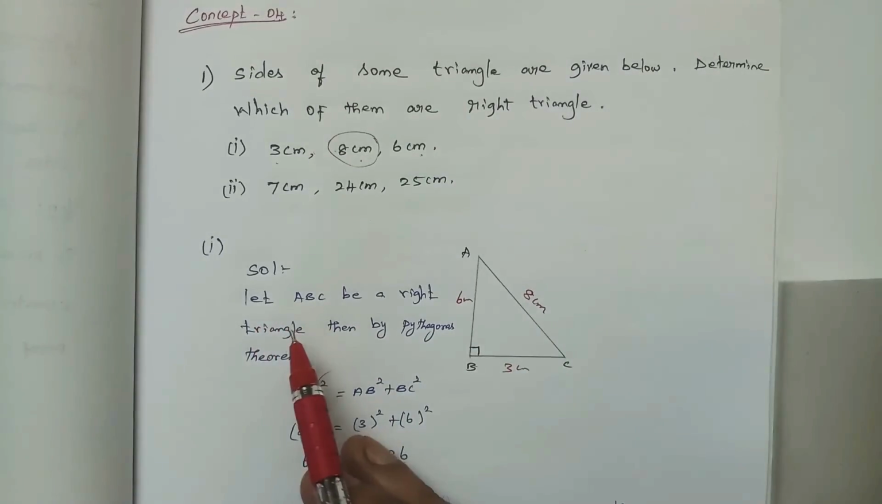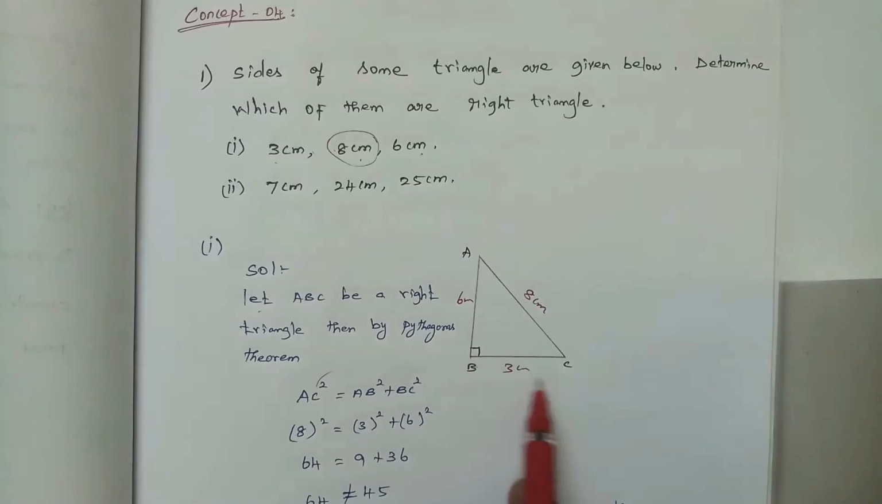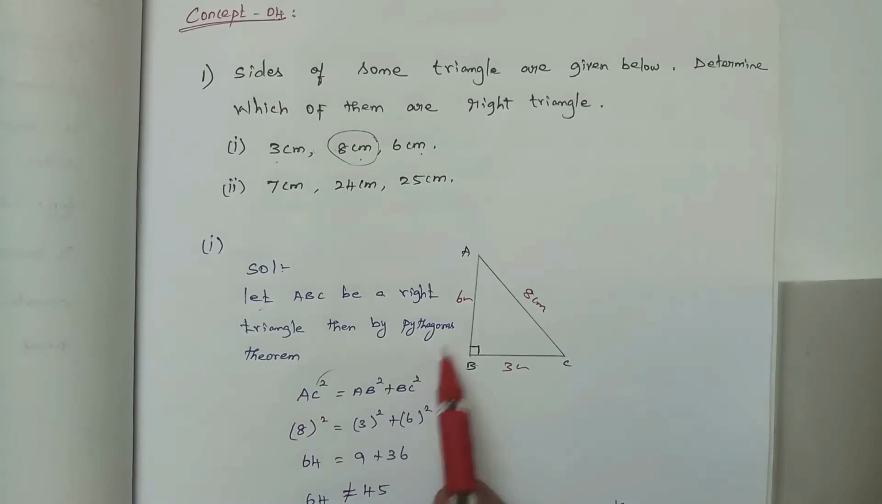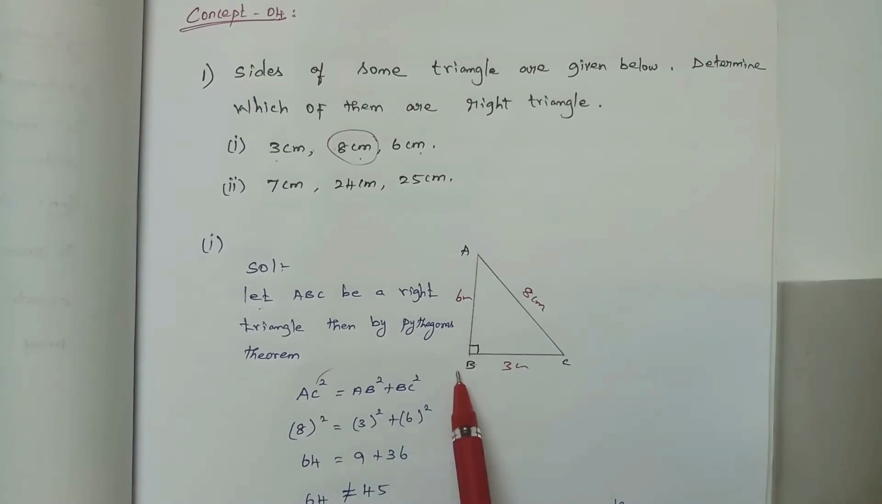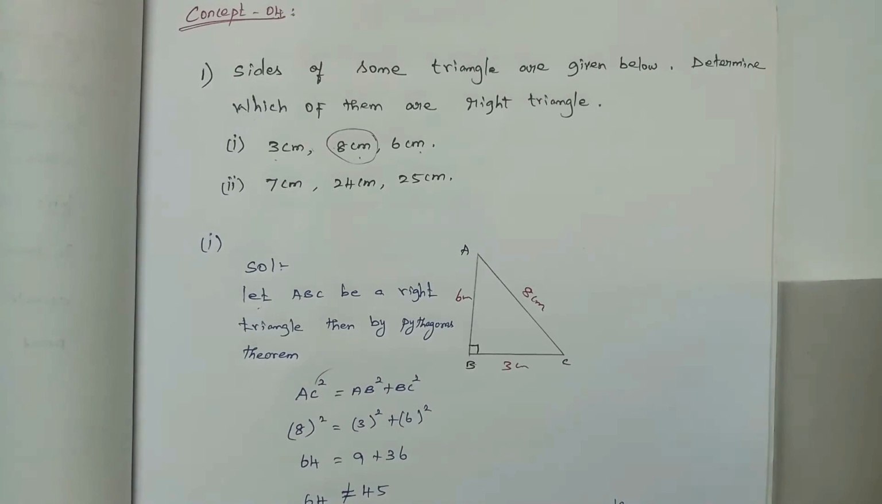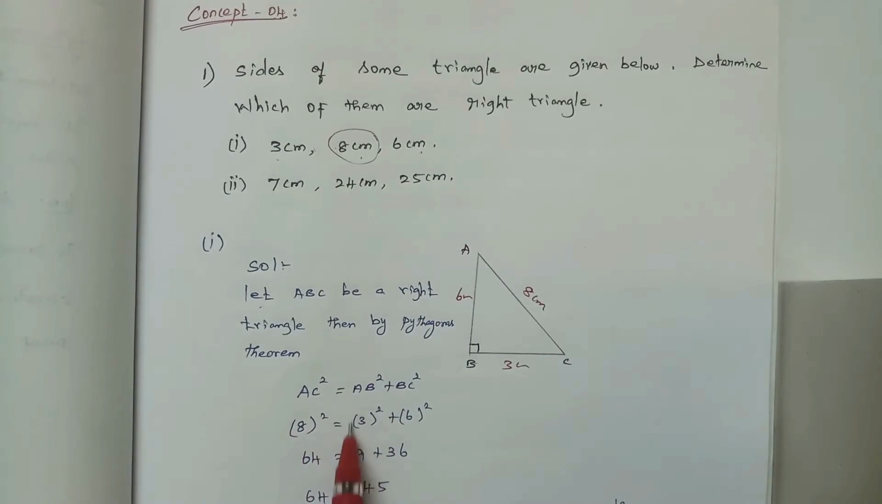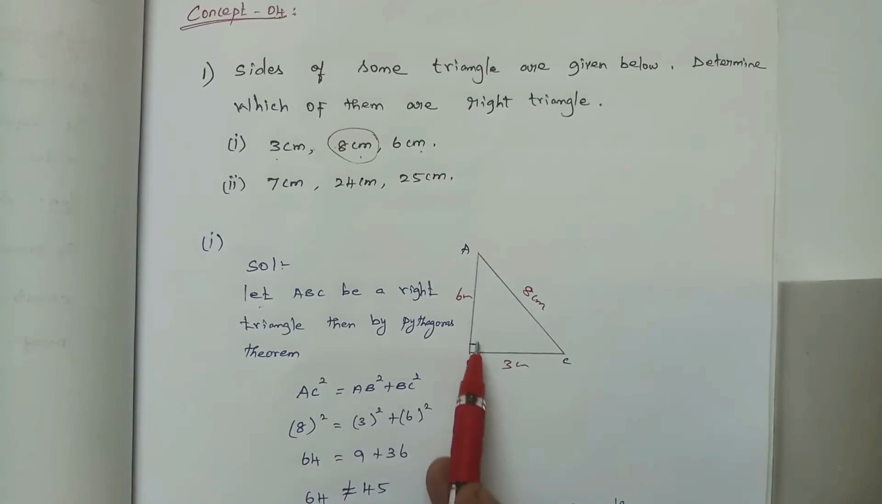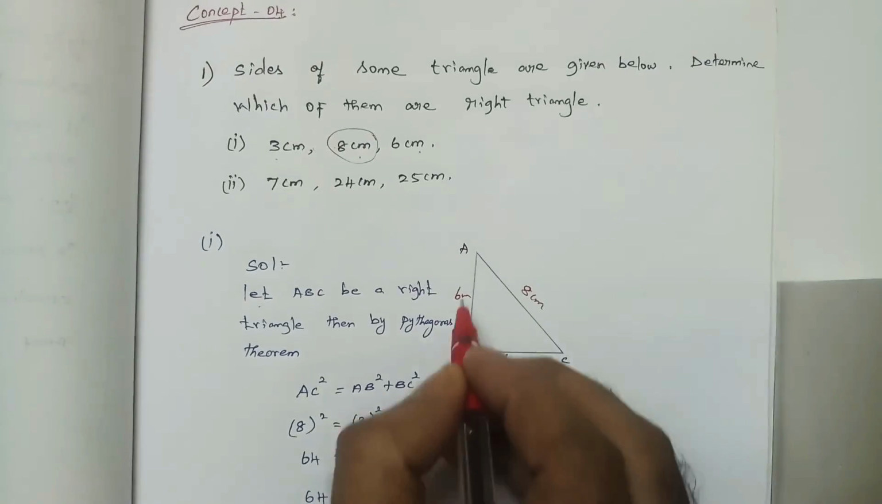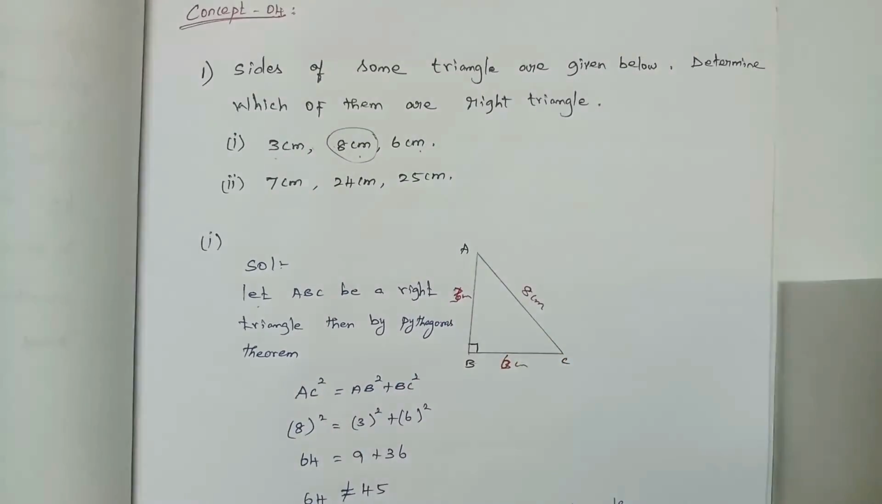Okay, I'm just assuming that ABC is a right triangle. Then by Pythagoras theorem, AC square is equal to AB square plus BC square. Here AC is 8. So 8 square is equal to 3 square plus 6 square. Actually, I had written AB as 3 and BC as 6. No problem, you can change it. Whatever you write is fine, but I had written it already, that's why I'm keeping it.